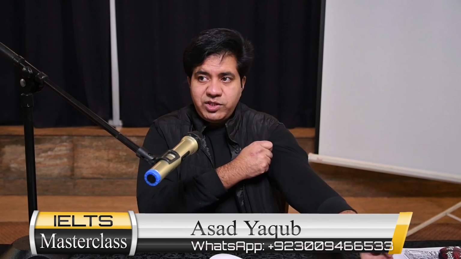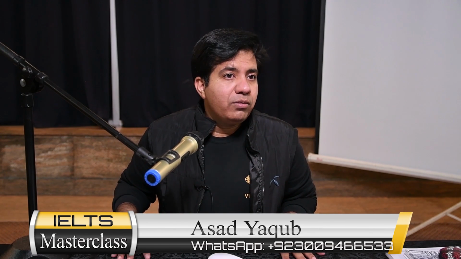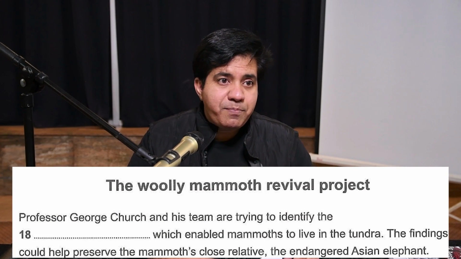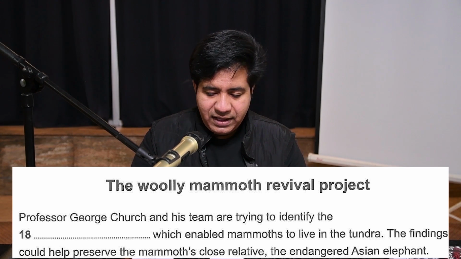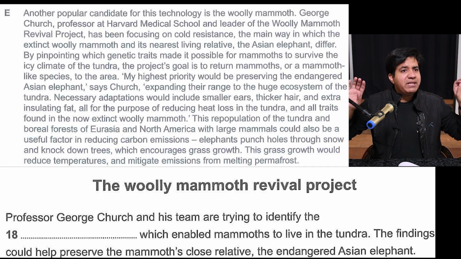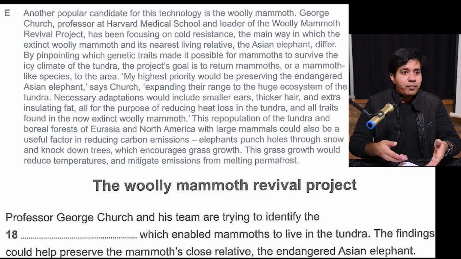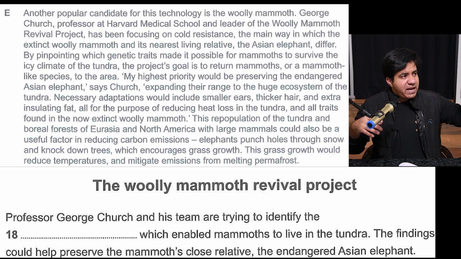Okay guys, questions 18 to 22. Complete the summary below. We have another summary here. Choose no more than 2 words. No more than 2 words means maximum 2 words and minimum 1 word. The Woolly Mammoth Revival Project. Now tell me, where do we have this Woolly Mammoth? Paragraph E. So just take a sigh of relief. All the answers will be there. Don't worry at all because the whole project is there. So answers will come in order, or even if they are not in order, they would be at one place.